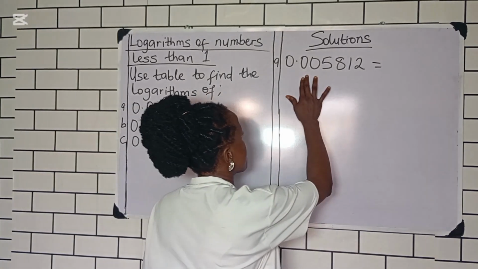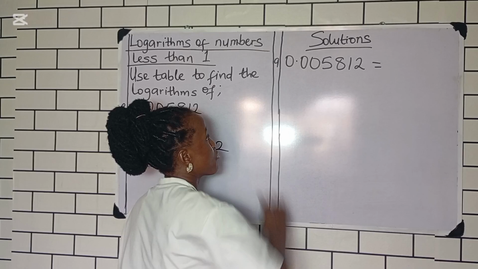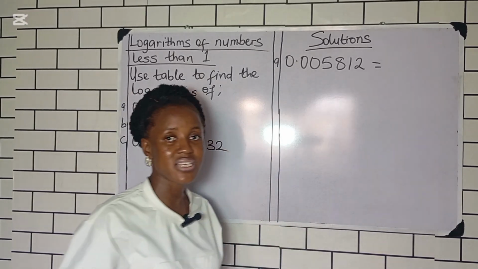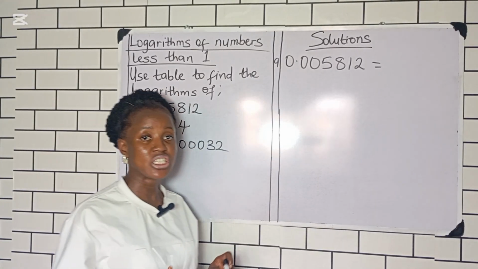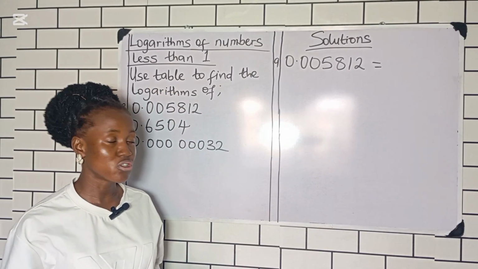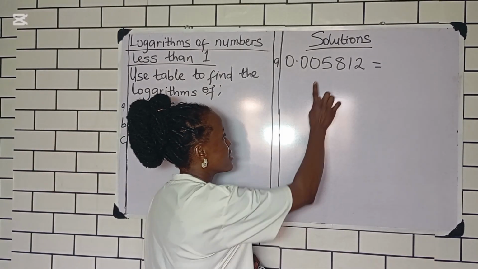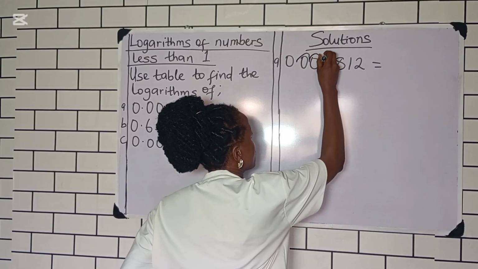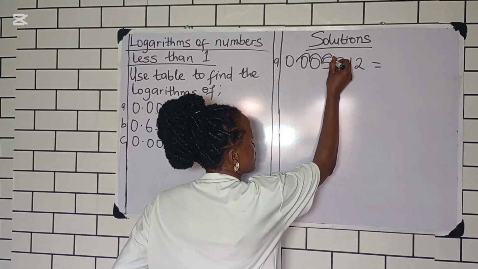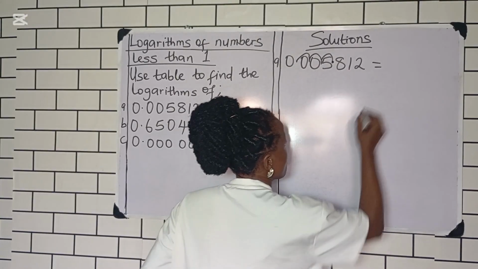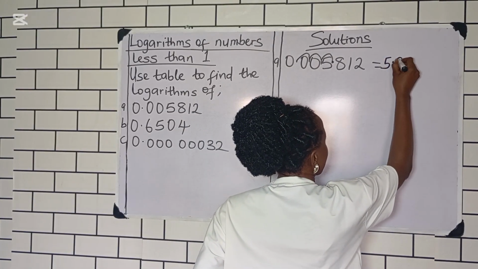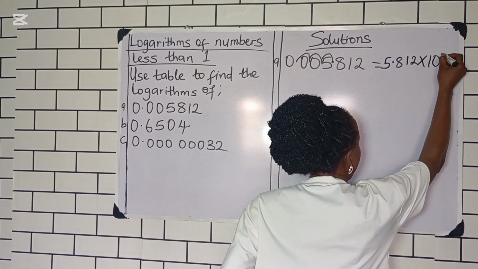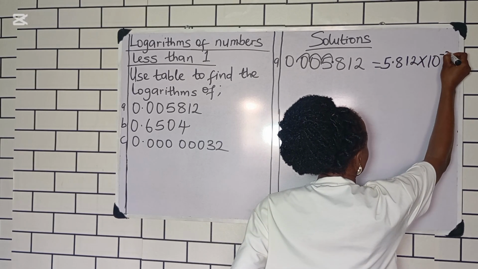For us to convert this number to standard form, here is where our decimal point is. Therefore, we have to carry this decimal point and place it immediately after the first non-zero digit. And our first non-zero digit is 5. Therefore, we count 1, 2, 3. This is where we're going to place our decimal point. We have 5.812 times 10 raised to power minus 3.